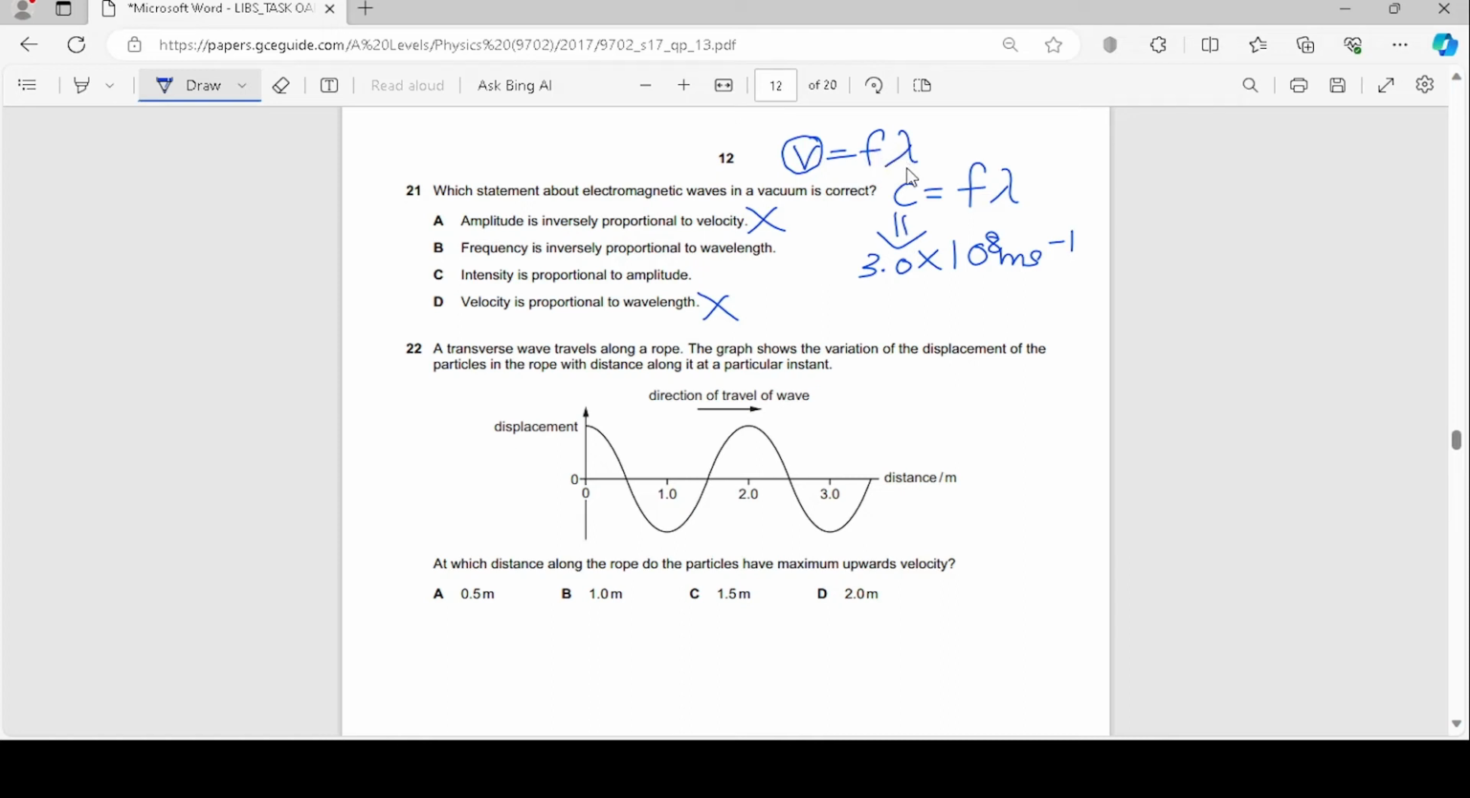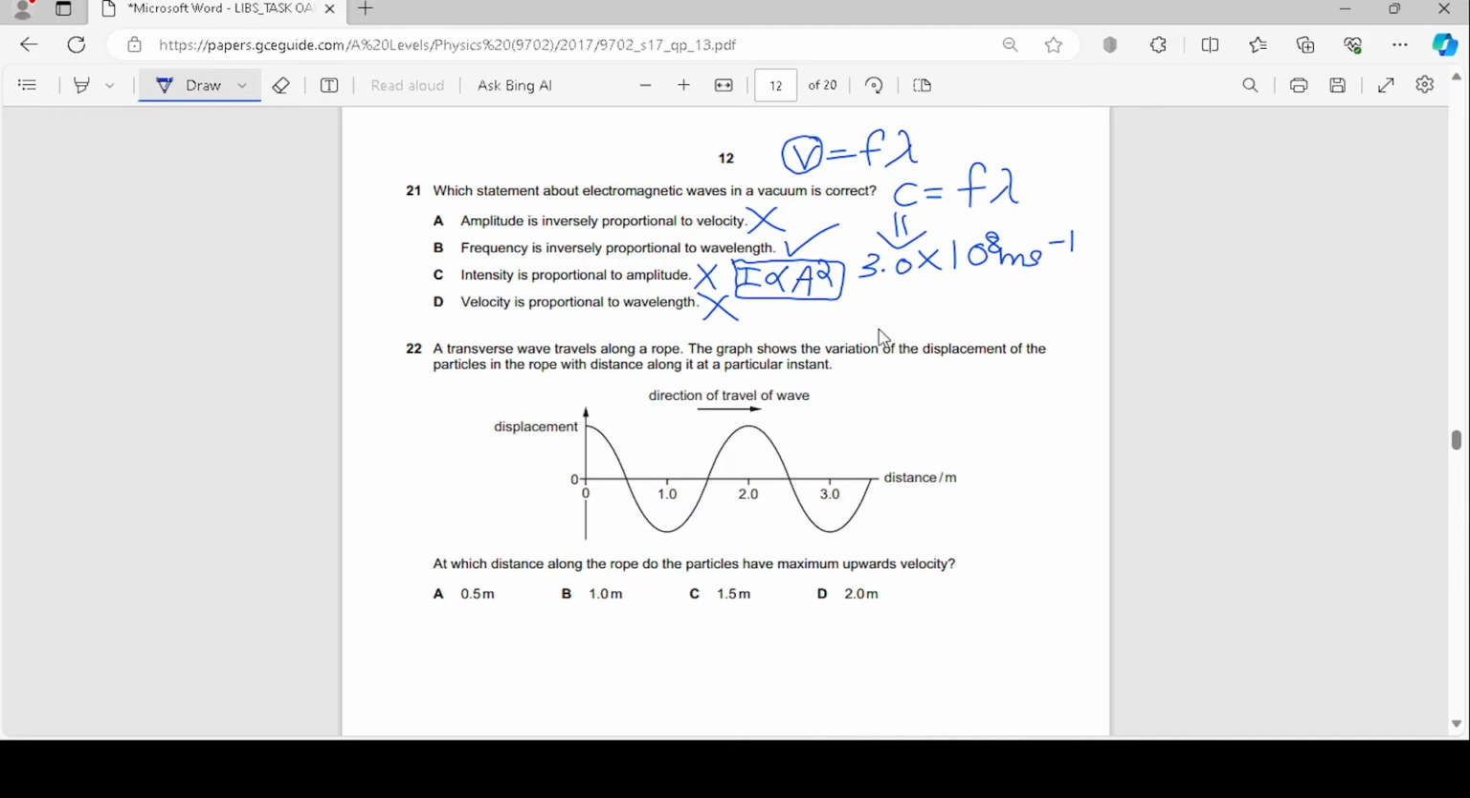So then frequency is inversely proportional to wavelength. That is true. As for this one, intensity is proportional to amplitude. That is wrong. It's actually that intensity is proportional to amplitude squared. So I'll actually list a video for the derivation of this relationship in the description, which I found quite useful.